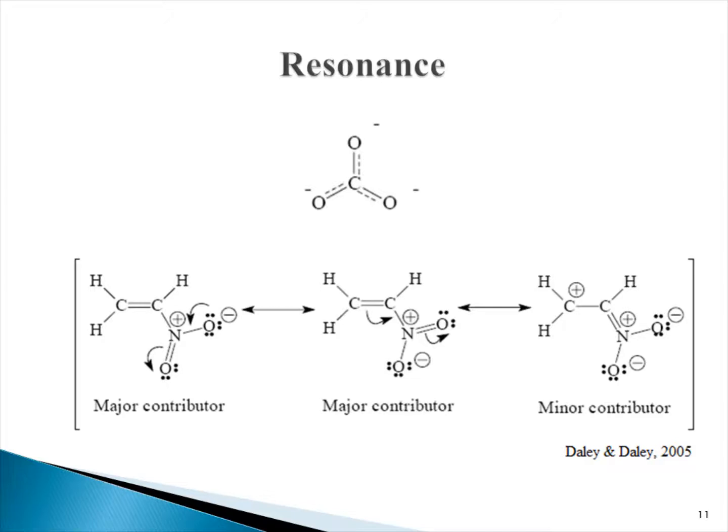In some cases, resonance contributors for molecules are not all equivalent. For example, nitroethene has two equivalent and one different resonance contributors. In the third resonance structure, the carbon is positively charged and both oxygens are negatively charged. The third contributor has a separation of charge. It is a minor contributor to the resonance hybrid of nitroethene.